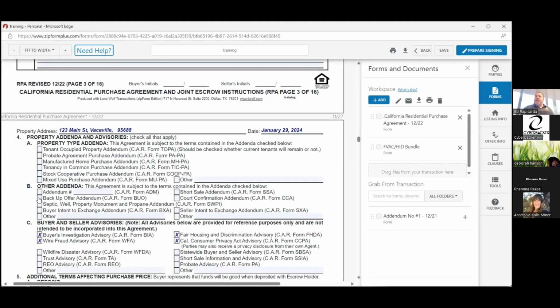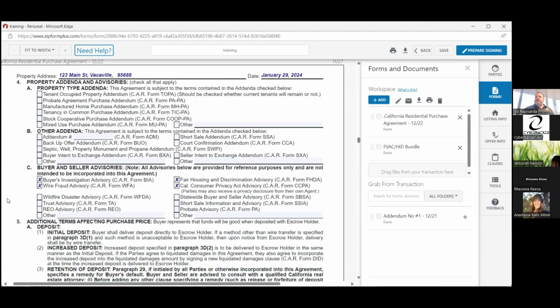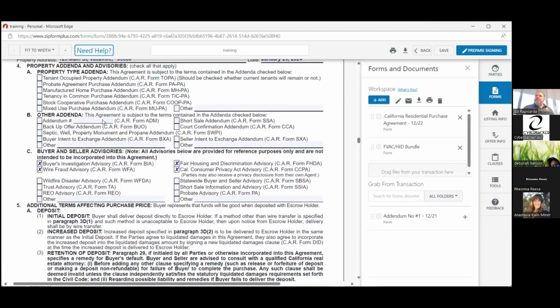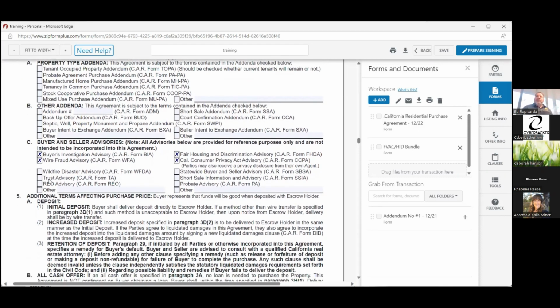Brianna, for your backup offer addendum, here's where you would include that. Okay, all right, I forgot to check that box. Thank you. If you're dealing with country property, septic, well, property monument and propane addendum here. Also if the property is held in a trust, REO is bank owned, like a foreclosure, or if it's a short sale or probate. Right, so any of the forms are included here.